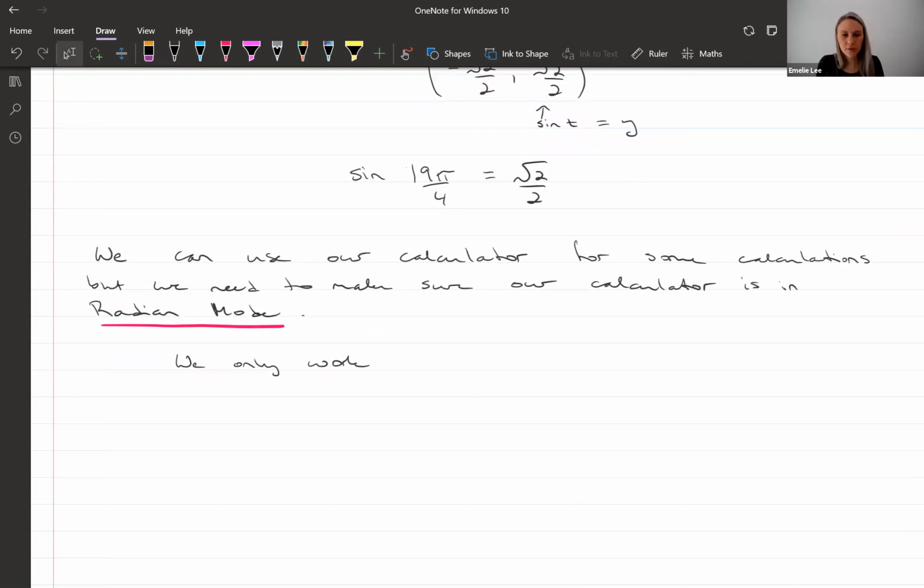Shift Setup 4. Shift Setup. Oh, the engineer symbol. What does that one do? I don't know what the engineer symbol does. To change it from radians to degrees, you go Shift Setup 2.